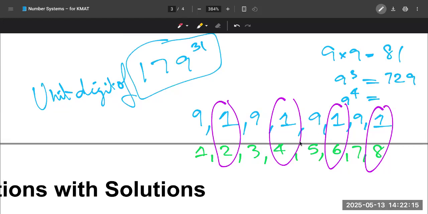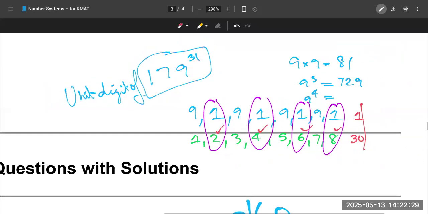One is not the answer because one is there for every even power. So similarly, for 30 also it would be one. So 31, it would be 9. 9.